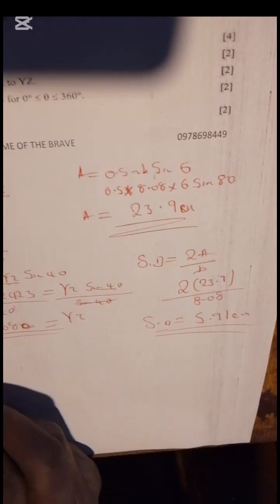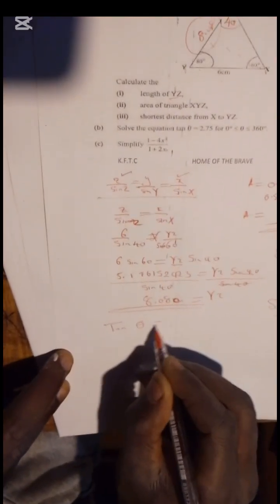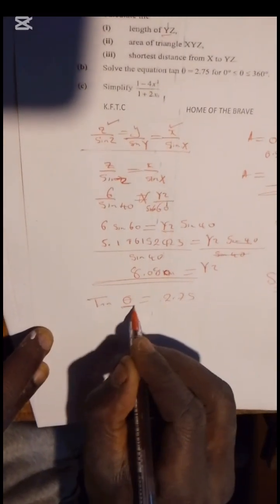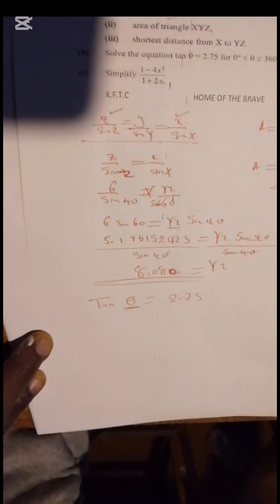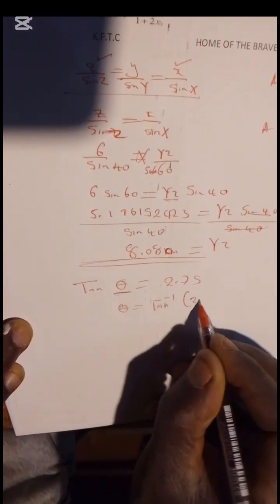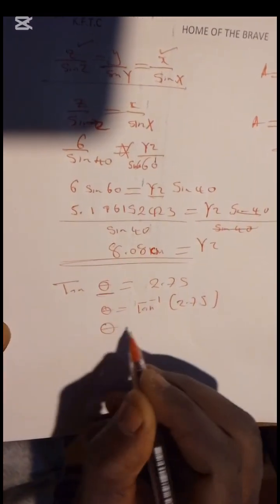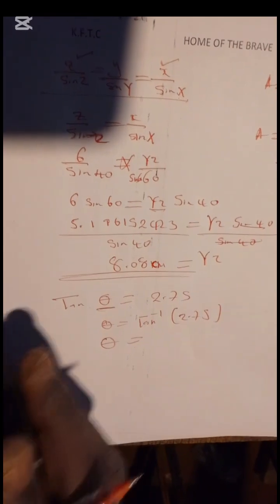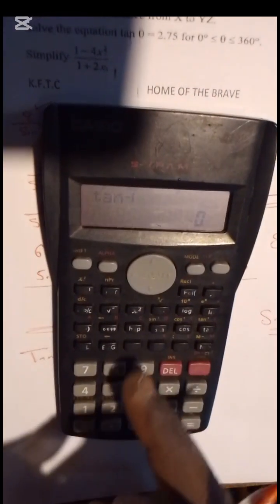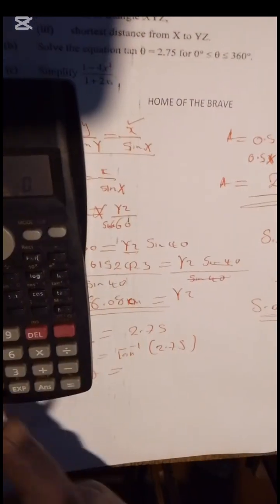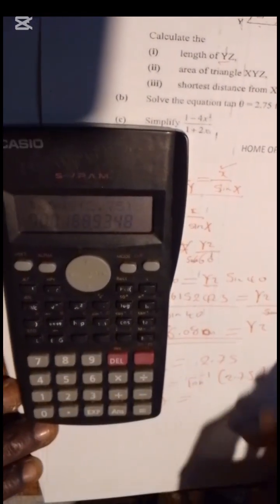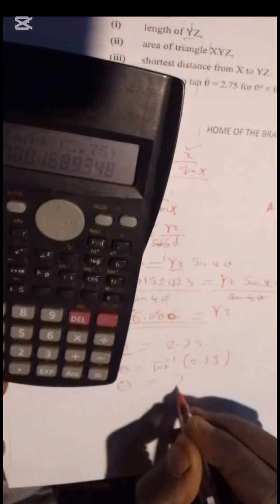Lastly but not the least, it says tan theta equals 2.75. What you want is theta. There is no number, so nothing like dividing. So theta equals tan inverse of 2.75. Remember I said you just have to punch shift, then tan, open brackets, 2.75, close bracket, equals. It has given me 70.